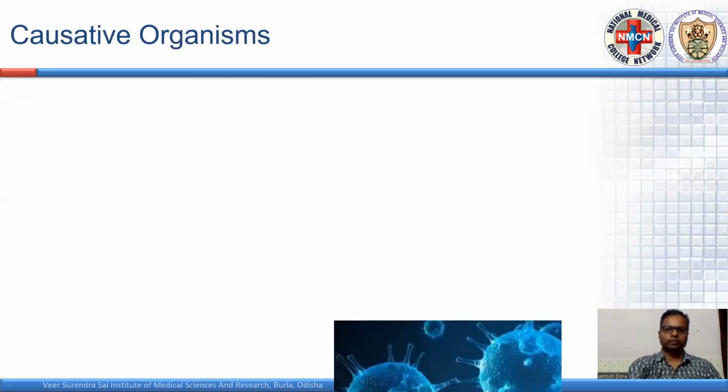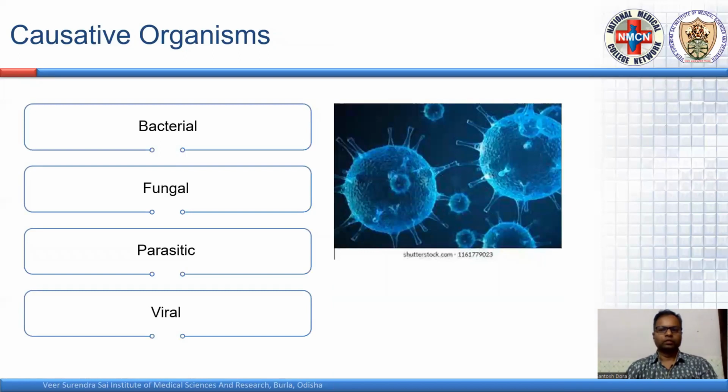Then coming to the different causative organisms. The causative organisms can categorically be divided into four categories. First, it is bacterial, it can be fungal, it can be parasitic, or it can be viral. In bacterial infections, mostly it can be either gram-positive or gram-negative bacteria, anaerobic bacteria, and most commonly Neisseria gonorrhoeae and Chlamydia trachomatis are the commonest bacterial organisms. And in fungal infection, the first name that comes is Candida albicans.